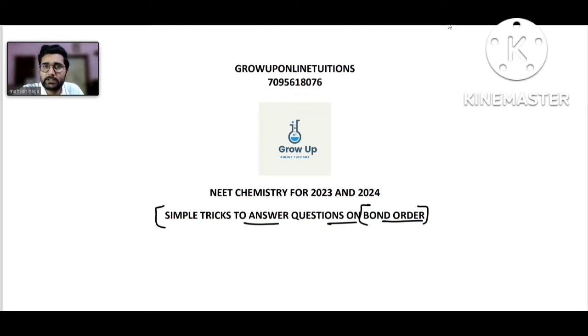Here we know that the bond order will be calculated by using molecular orbital theory, famously known as MO theory. By using this MO theory, it will take a long time to calculate the bond order. But in the examination, we have to focus on time also. That's why in this lecture, we are going to discuss simple tricks to calculate the bond order.